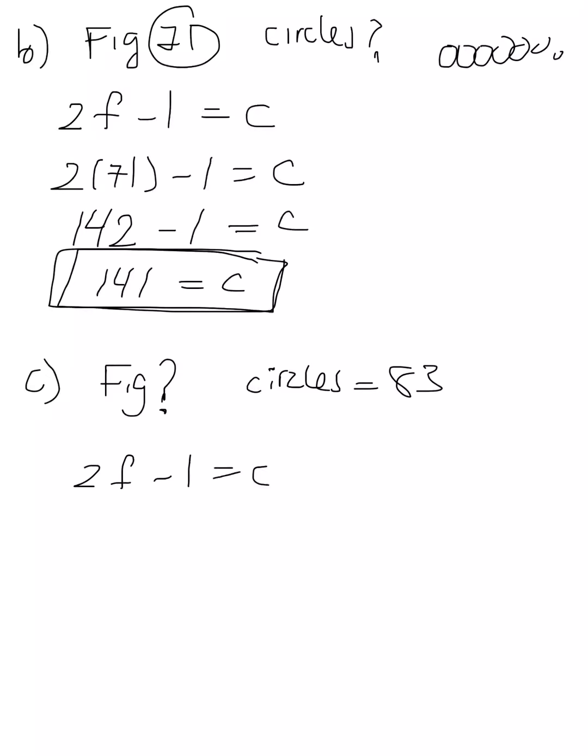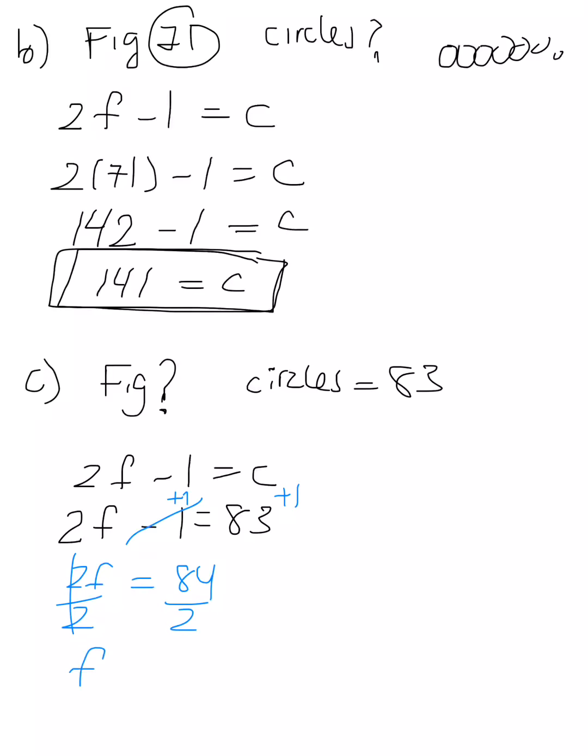So we'll use the same equation, right? 2f minus 1 equals c. Except this time we are going to plug in 83 on that side. Okay, so just pay attention to which variable you're plugging in. And then this one has maybe one more step of math to do, but no worries. We're going to add 1. 2f equals 84. Divide by 2. And I get f is 42. So that means that the 42nd figure would have 83 circles.